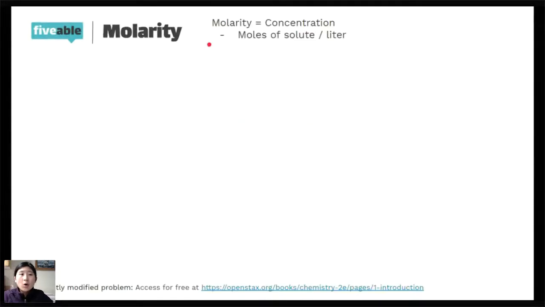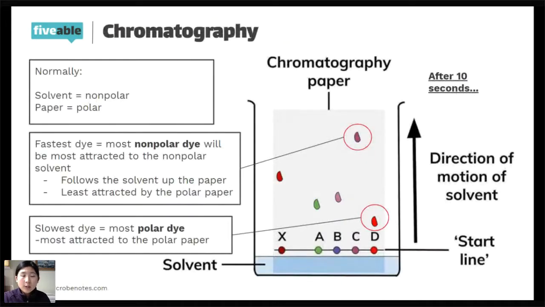All right, so now we're going to go over a little molarity review. Do you guys have any questions before I move on to molarity? Do you have any questions on chromatography? Oh, is the solvent water? Yeah, that's a very good question.